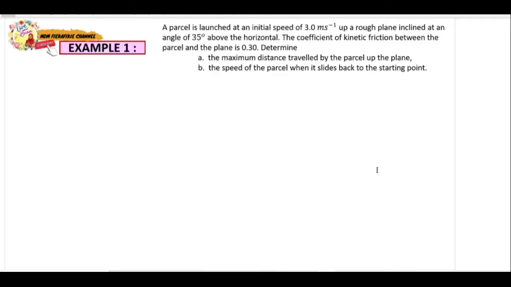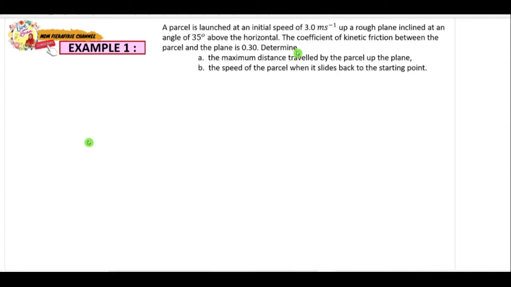Okay, untuk example number 1. So here we have a parcel is launched at an initial speed of 3.0 meter per second up a rough plane inclined at an angle of 35 degree above the horizontal. So means that for this question, we have an inclined plane. So cuba kita lukis satu inclined plane. So let's say this is the inclined plane.